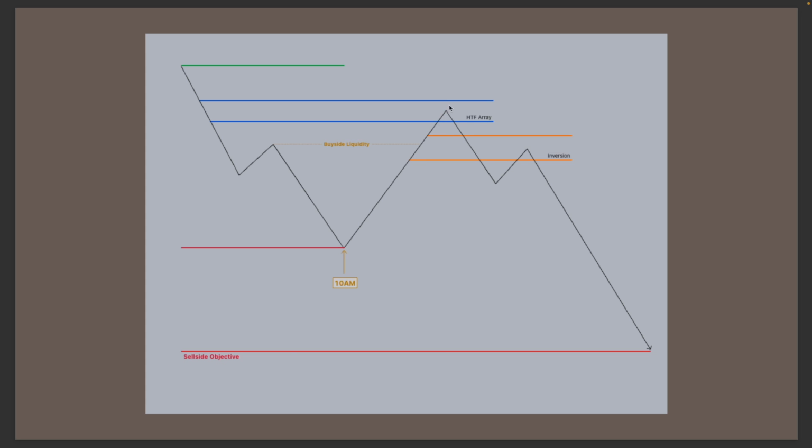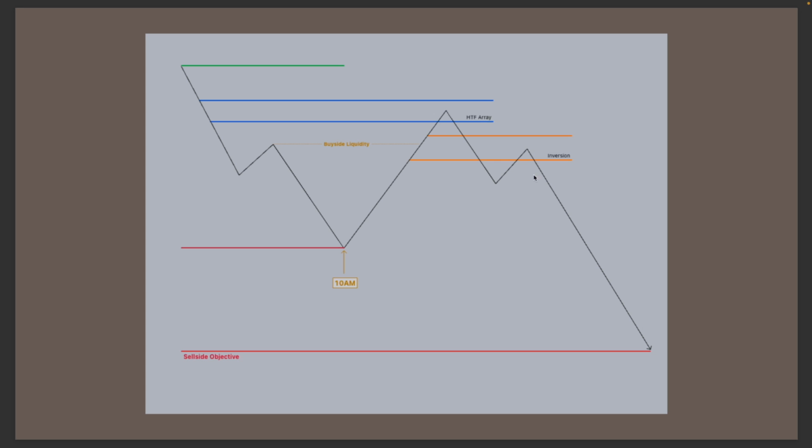Now, all I want to see is this. So it would be a BISI, right? It would be a fair value gap. All I want to see is price disrespect that, close below, and I execute on the 1-minute time frame. I'd want to see it close below that BISI, by extension making it an inversion fair value gap, and I would enter on the retracement and target the sell side objective.